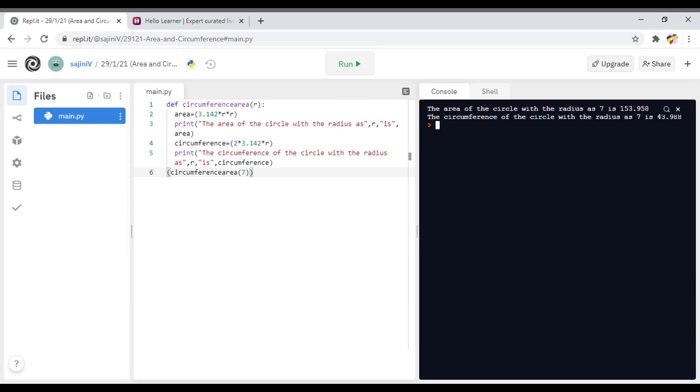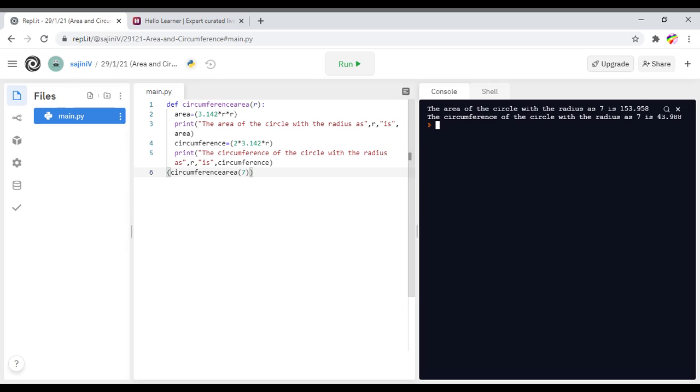So the area of the circle with the radius at 7 is 153.958 and the circumference of the circle with the radius at 7 is 43.988. How did this happen?